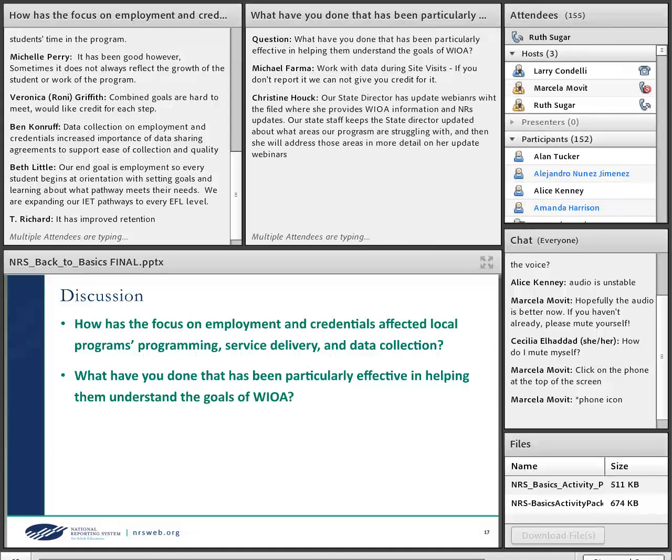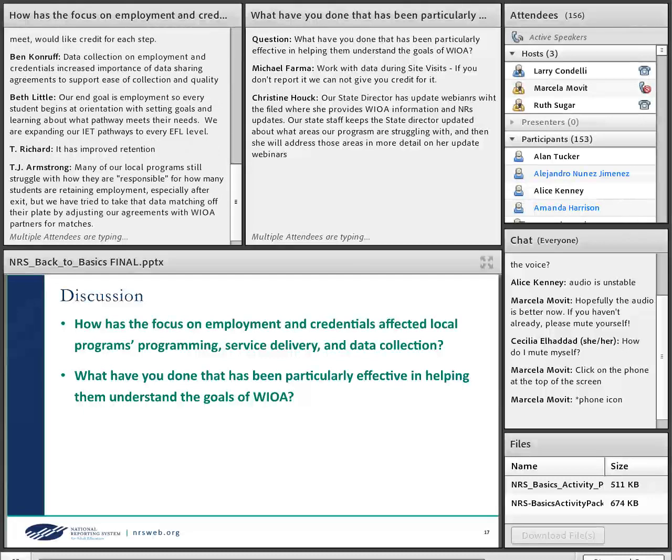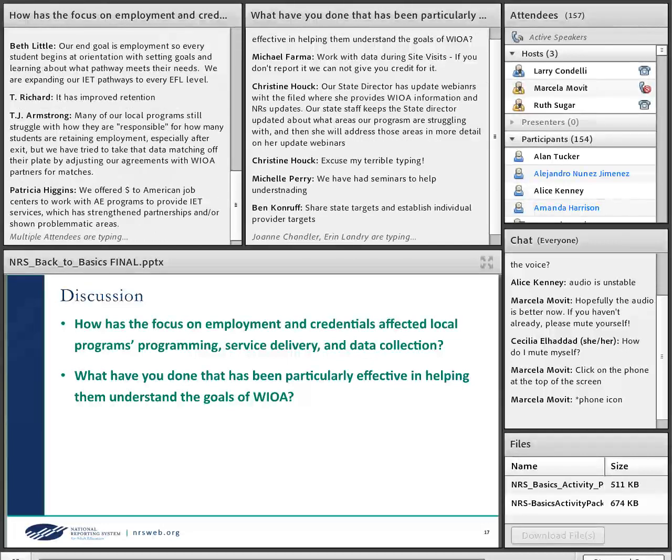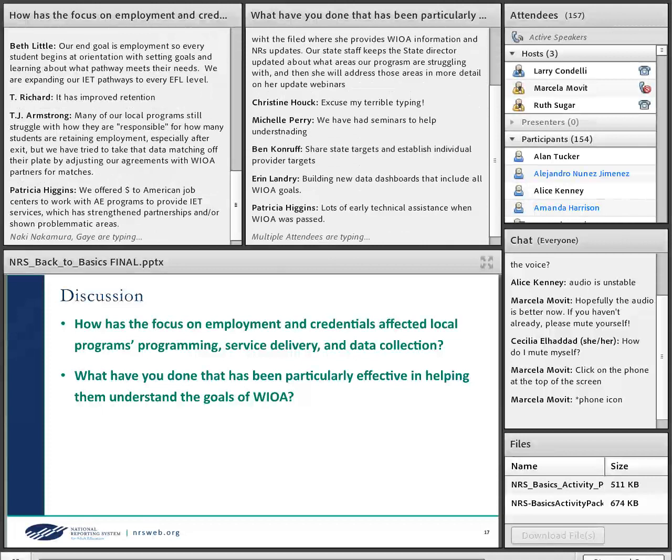Sometimes it doesn't reflect the growth of the students or the work of the program. That's interesting. So it's capturing other things, maybe not those things all the time. Combined goals are hard to meet. Would like credit for each step of the programming that's offered. Data collection on employment and credentials has increased the importance of data sharing and data agreements. Great.